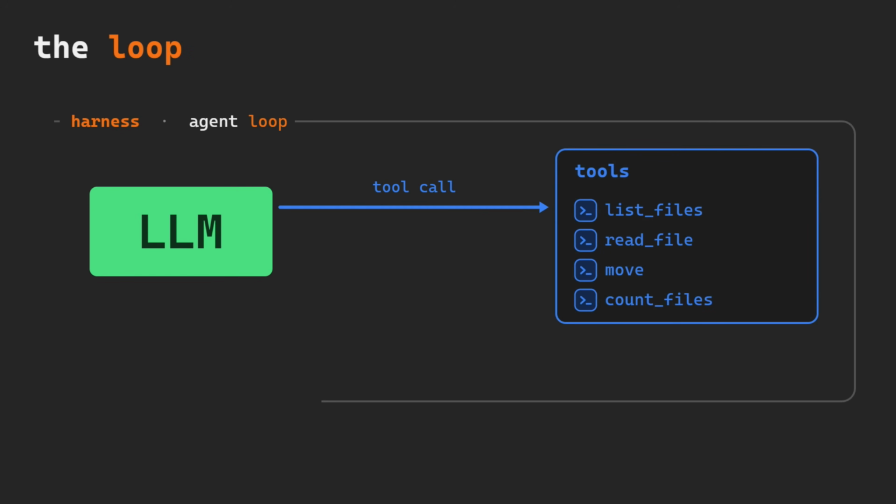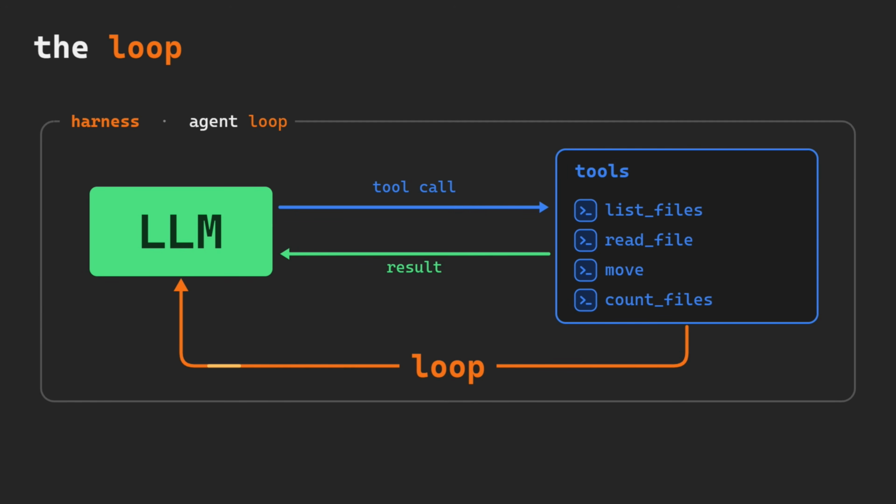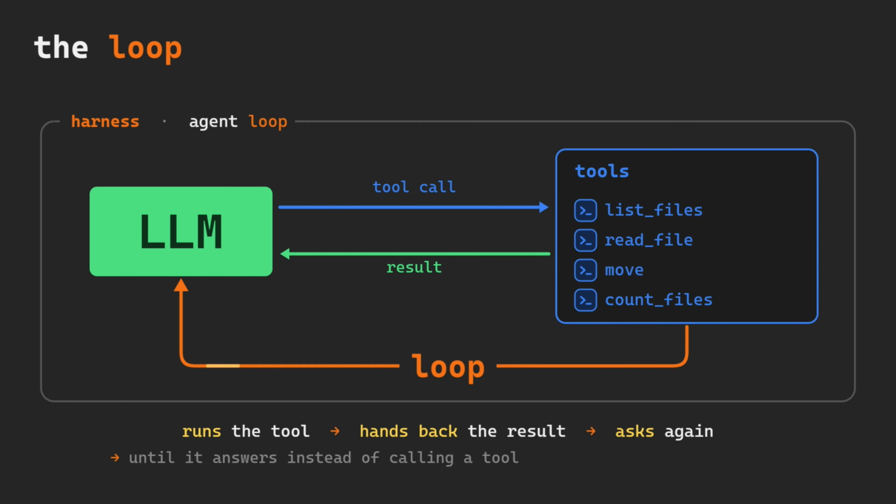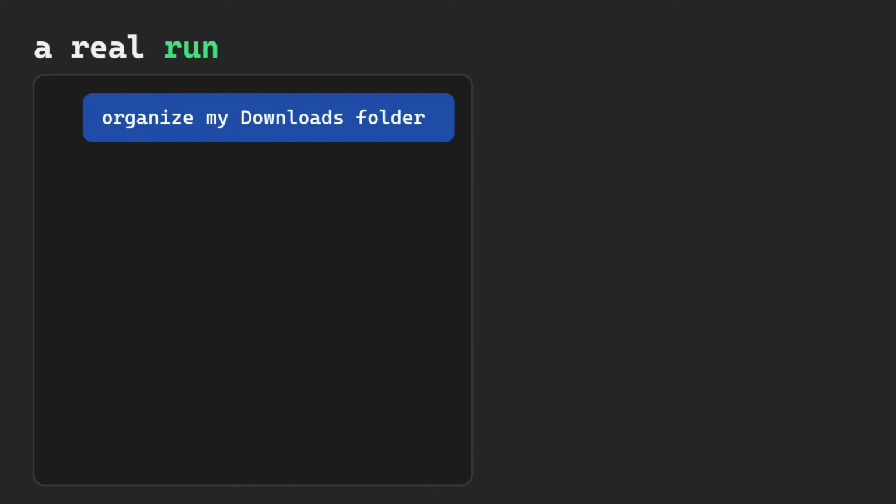The missing piece here is a bit of code sitting around the model, often called the harness or just the agent loop. It runs the tool the model asked for, gets the result, and asks the model to carry on with that result added to the context window. That's the loop. And it's the tasting step in the kitchen. You taste, and what you taste decides what you do next. It keeps going, step after step, until the model stops asking for tools and just answers, or until we cut it off. So, here is what that actually looks like.